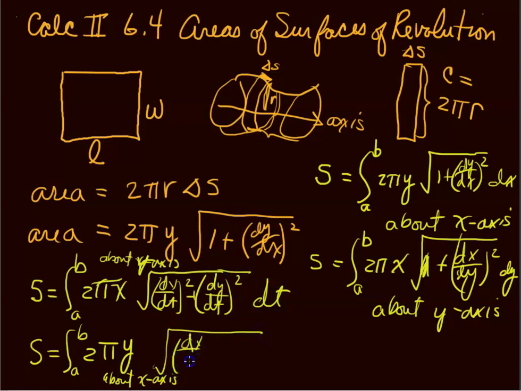dx dt squared plus dy dt squared dt. The only thing different is the x and the y, and this is a function in terms of t. Instead of x in terms of y or y in terms of x, these are in terms of t. And they give you the radius. So there's 4, but really all of these are really the same. It's 2 pi radius and then the length of that little curve, that slice. So, how do you do these? Well, we're going to have examples of all three.